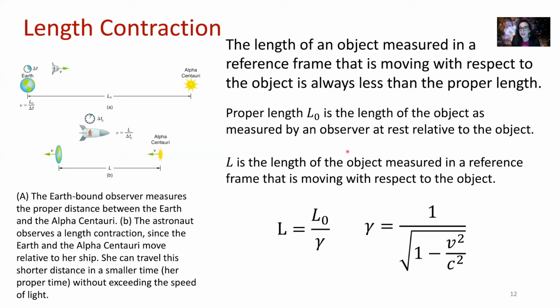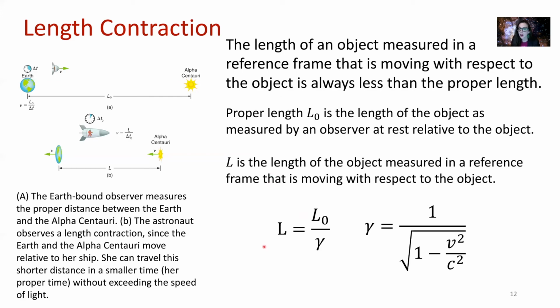And then L is the length of an object measured in a reference frame that is moving with respect to the object. So I'm here stationary, and let's say that you are moving close to the speed of light and you're looking at my phone. The length that you measure, L, is going to be different than the length that I measured, L sub naught. And the length that you measure, because you're moving close to the speed of light, is going to be shorter than what I measured.